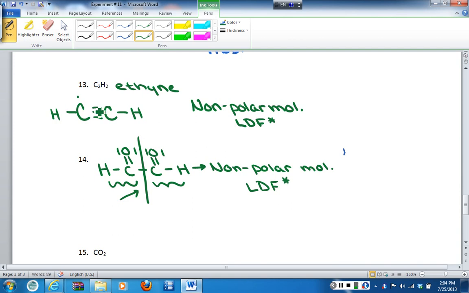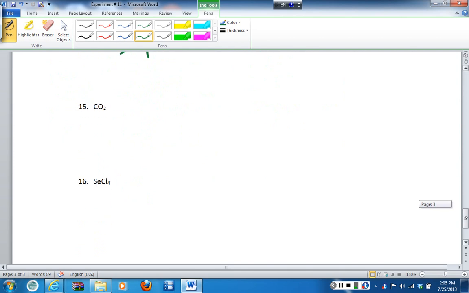The same sort of thing applies up here with ethane. You see that the left-hand side is exactly the same as the right-hand side, therefore it is a non-polar molecule. But again, like I mentioned, this is something that you will go over when you get to organic chemistry. So we can talk about that a little bit later for these particular molecules.